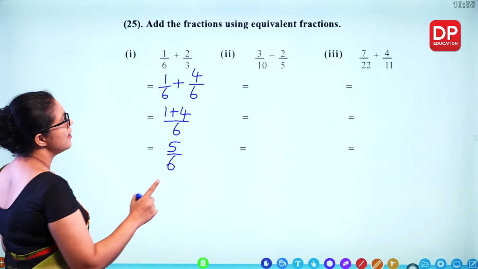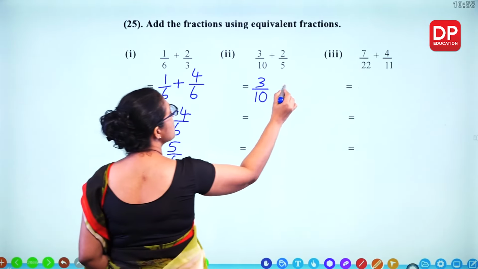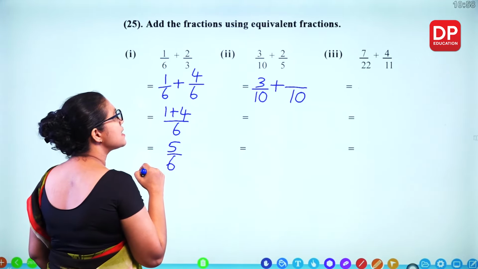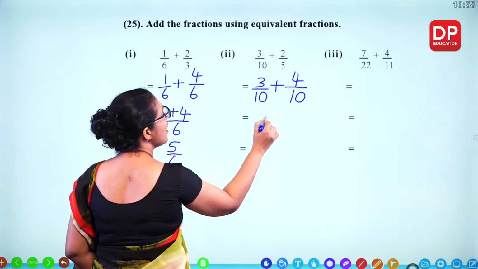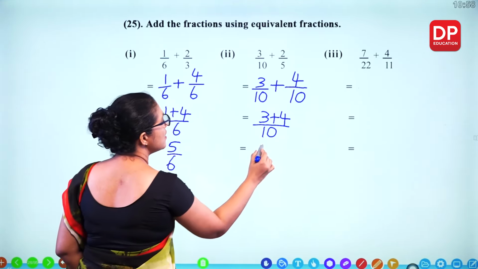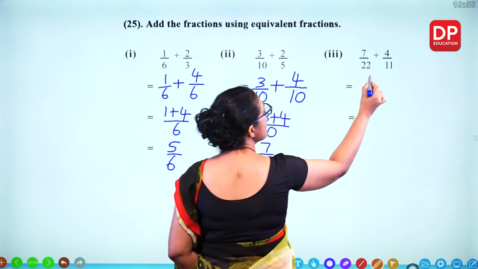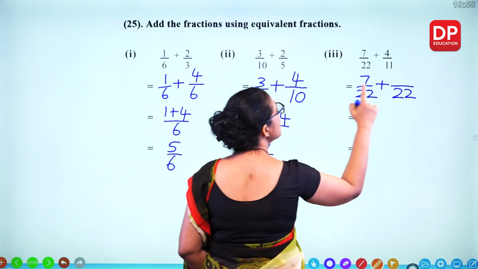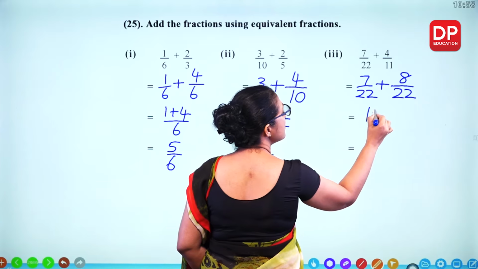10 and 5. We can keep this one as it is. This one, try to write down the equivalent fraction with denominator 10. Multiply by 2. 2 times 2, 4. Now add the numerators because the denominators are equal. 7 over 10. This one, 7 over 22. What's the equivalent fraction here? Multiply by 2. You get 8. 8 plus 7, 15.